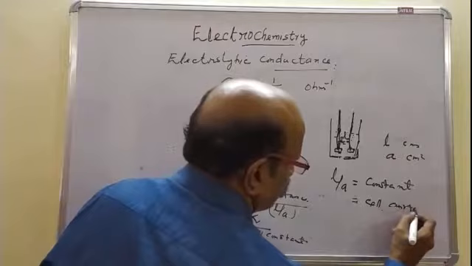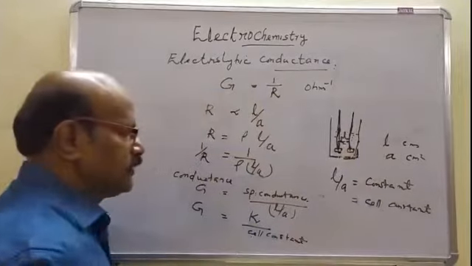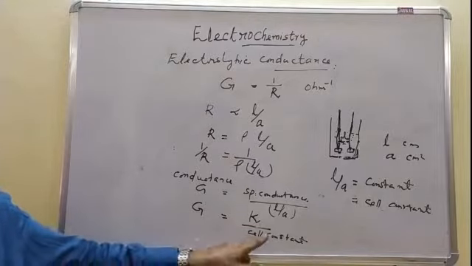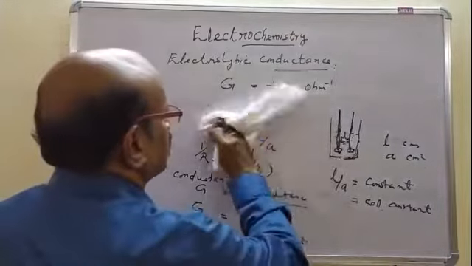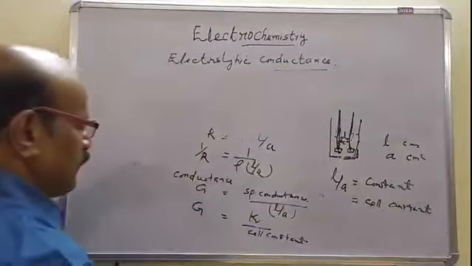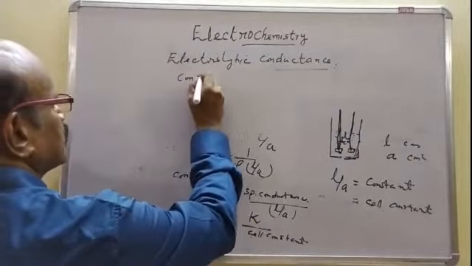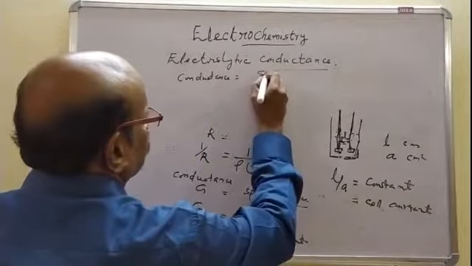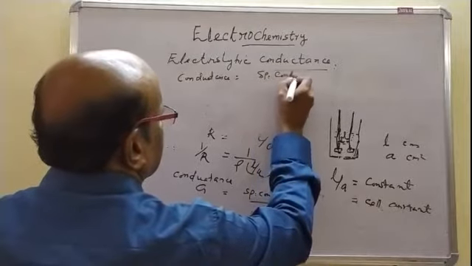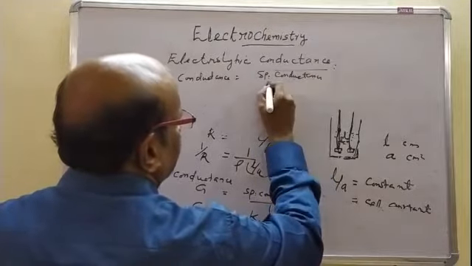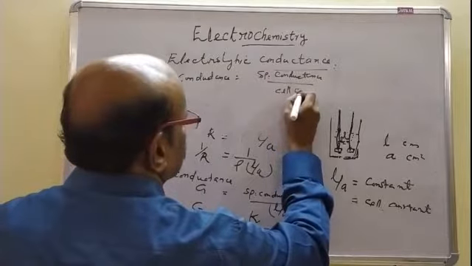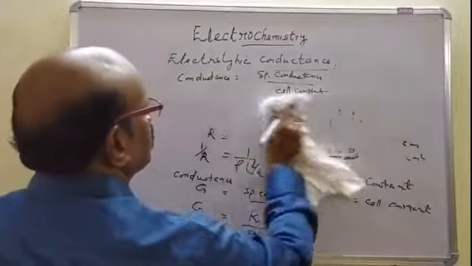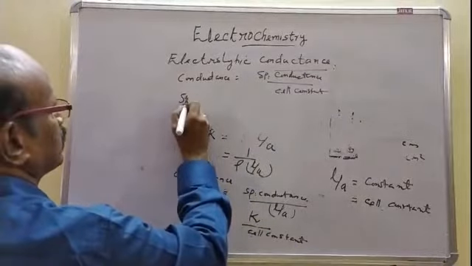That is the argument. Since L by A is a constant called the cell constant, we have the equation: conductance is equal to specific conductance by cell constant. That is, conductance is equal to specific conductance, also called conductivity, divided by cell constant. Or by cross multiplication, therefore we have the specific conductance.